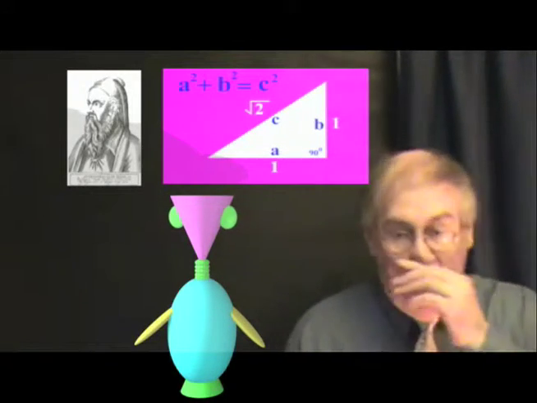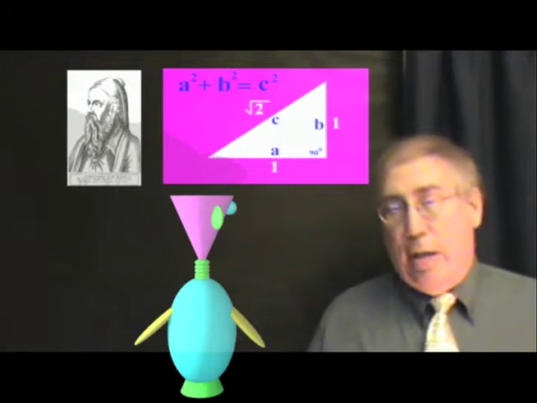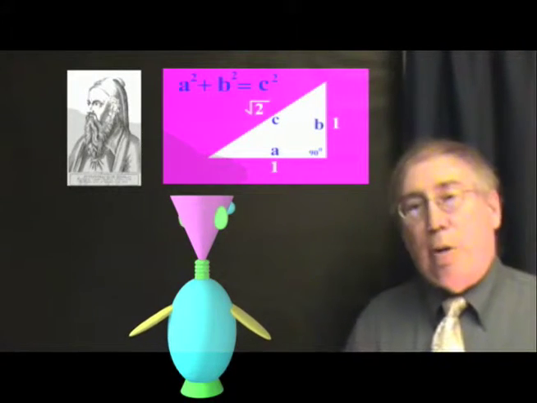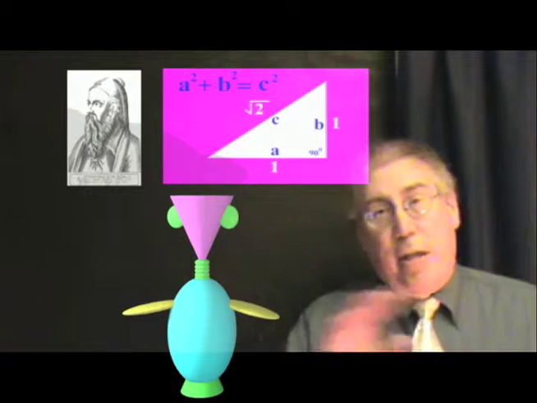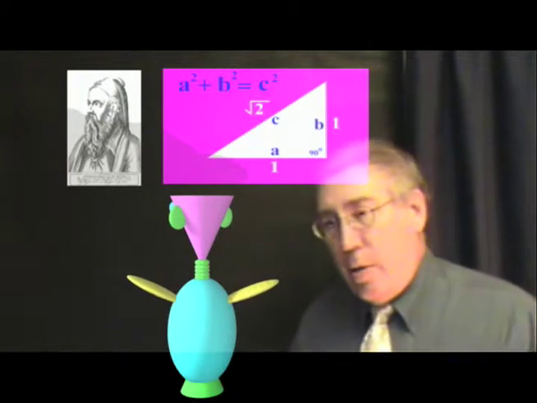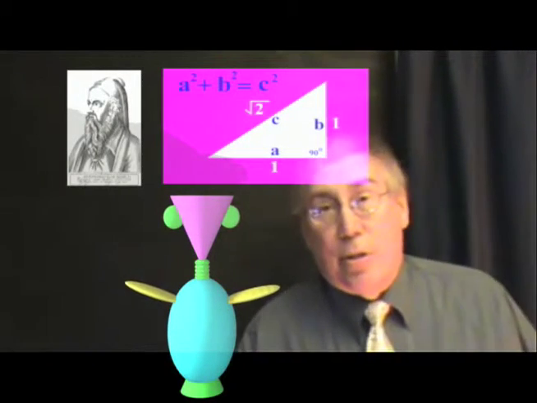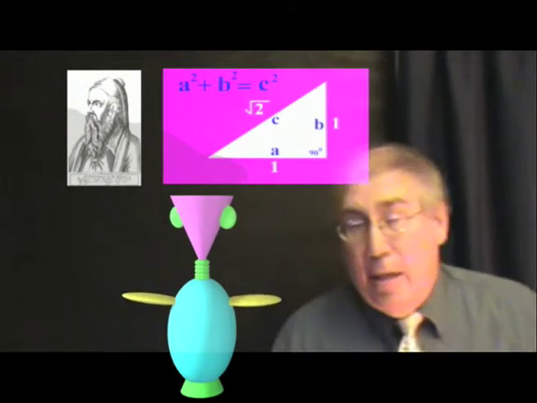Now, I've already mentioned his theorem in earlier lessons. It's a squared plus b squared equals c squared, standing for the sides of a right triangle. So you can square one side and add it to the square of the other side, and it equals the square of the third side.